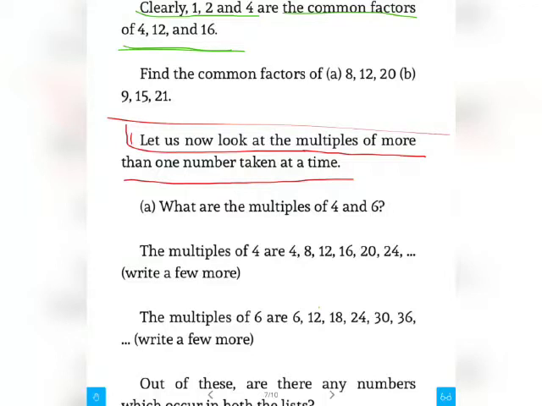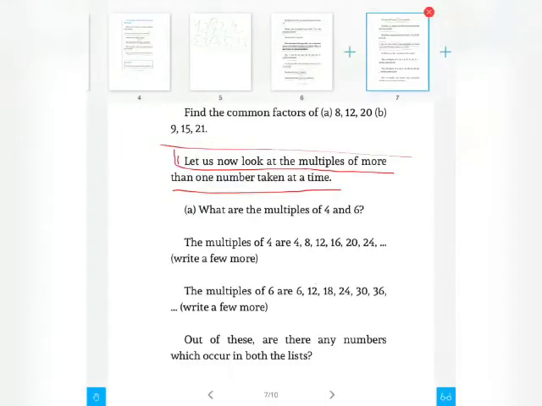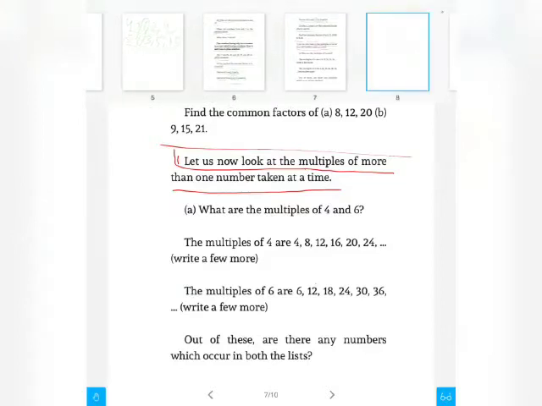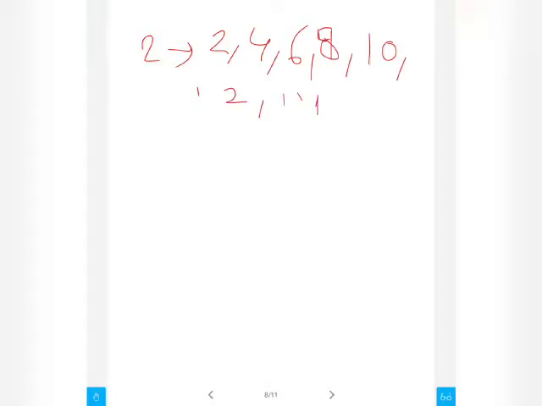For example, if I say write the multiples of 2, you will write 2 ones are 2, 2 twos are 4, 2 threes are 6, 2 fours are 8, 2 fives are 10, like these 12, 14, and so on. So these types of numbers are the multiples of 2.